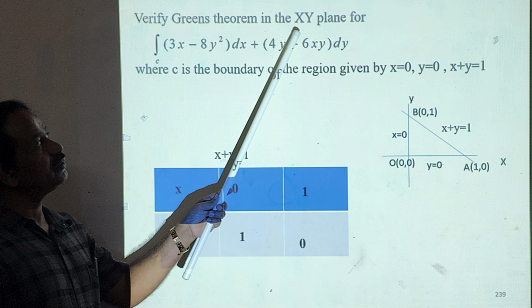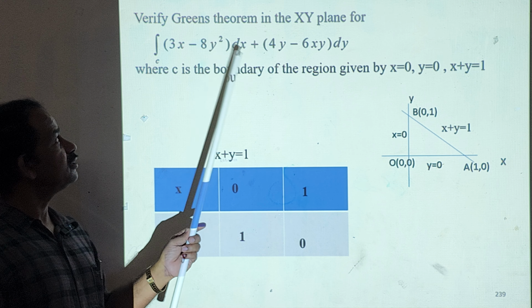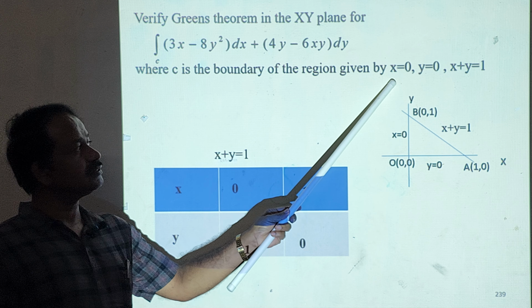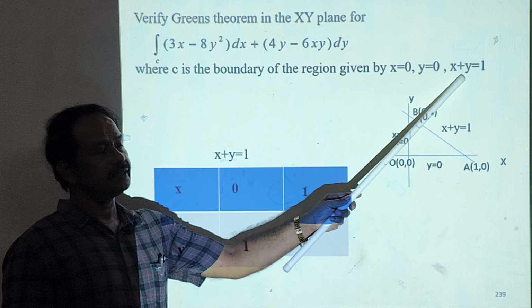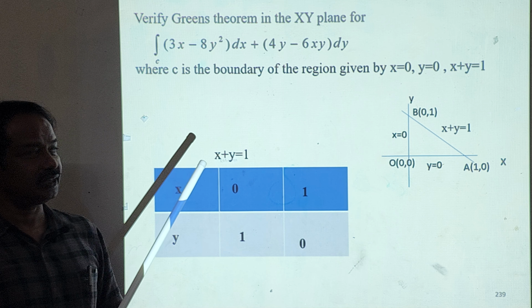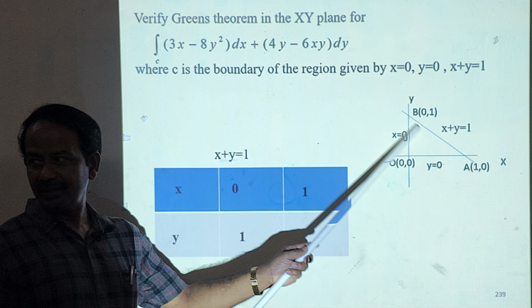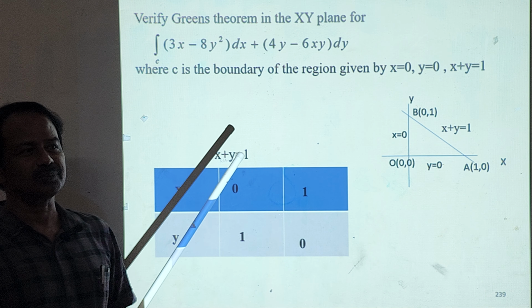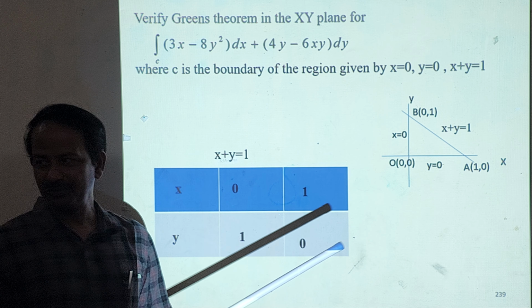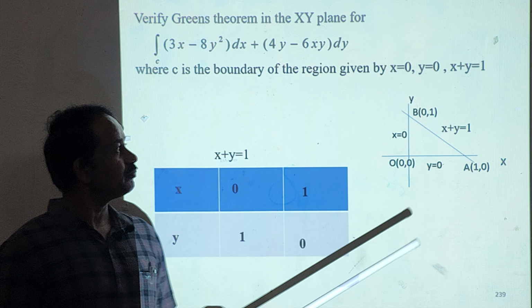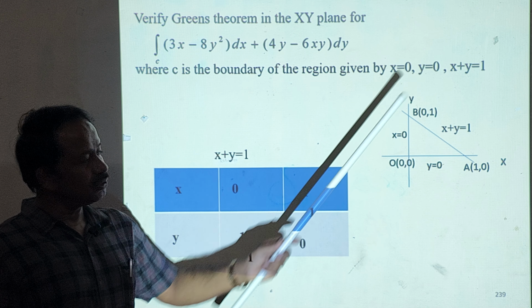So verify Green's theorem in the xy plane for this problem, where C is the boundary of the region given by x equals 0, y equals 0, and the equation is given as x plus y equals 1. X plus y equals 1 goes like this. This is where x plus y equals 1. So this is the line. So the equation x plus y equals 1, the graph goes like this. And x equal to 0, y equal to 0 is given.